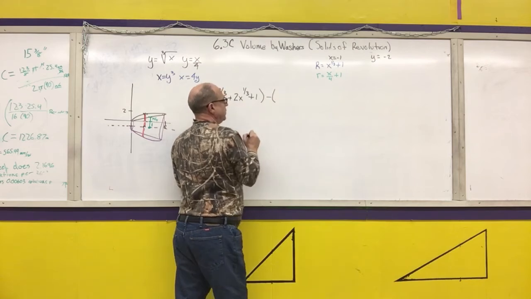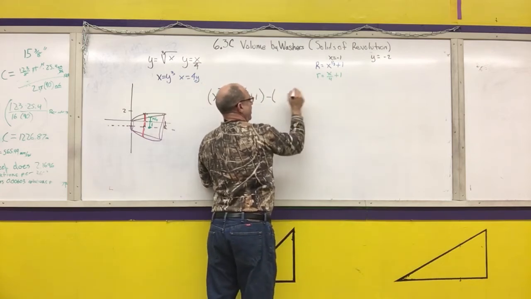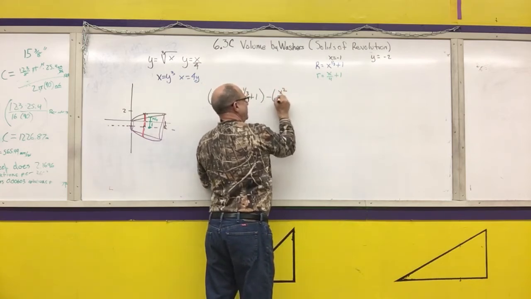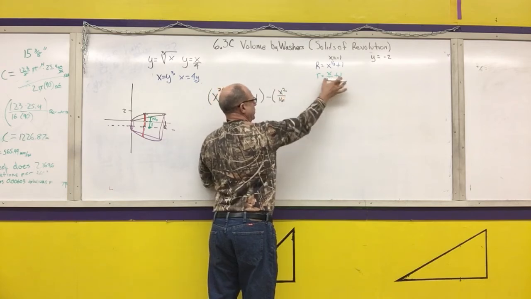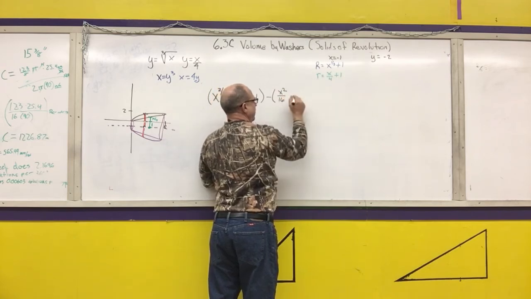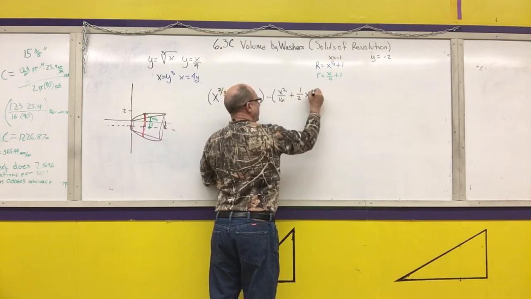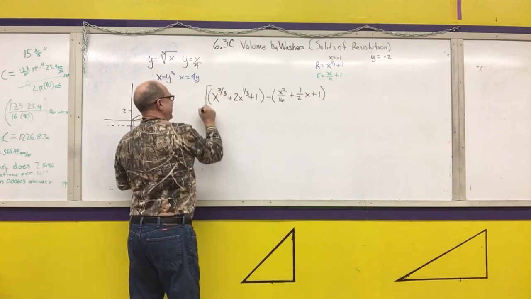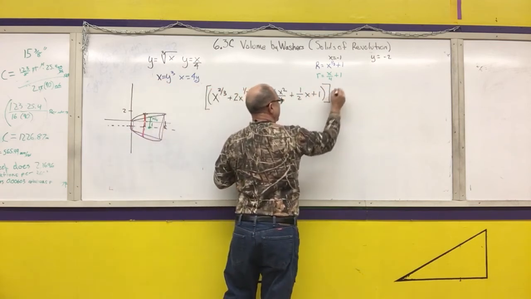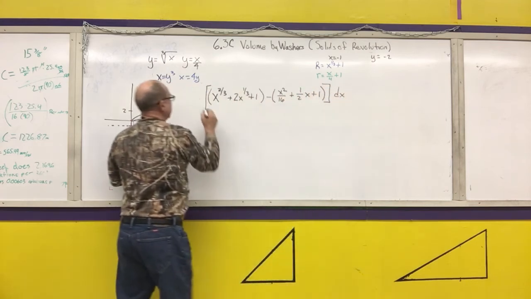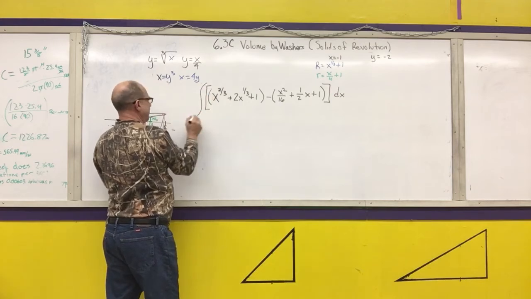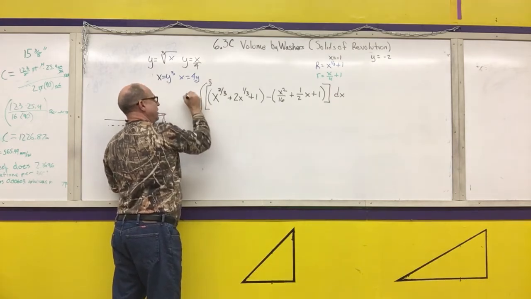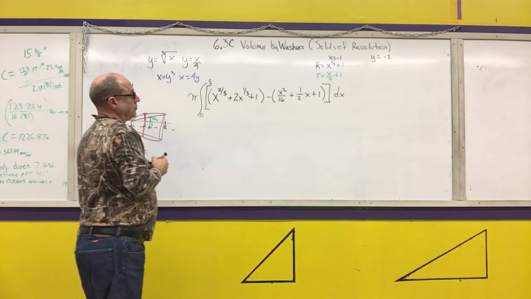Minus x squared over 16. 2 times the product would be 1/2 x plus 1 dx, integral 0 to 8 and a pi on the outside.